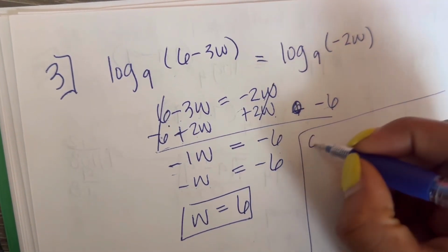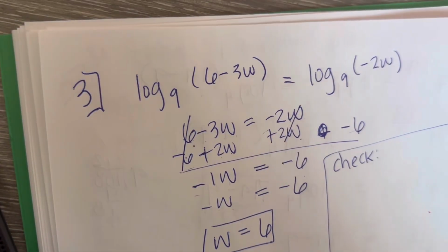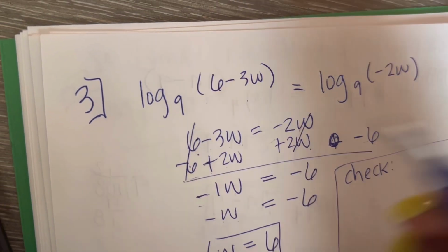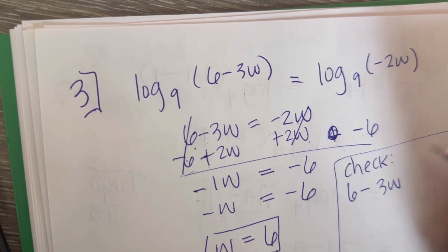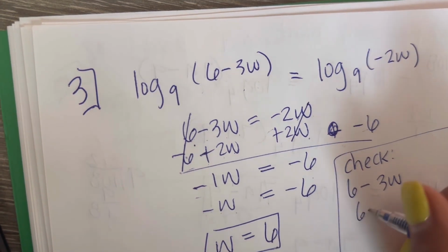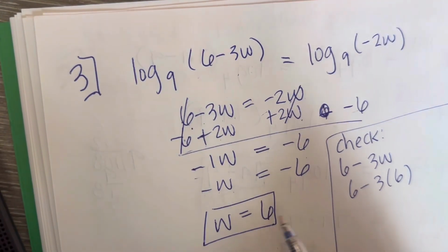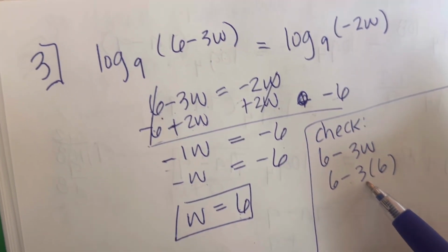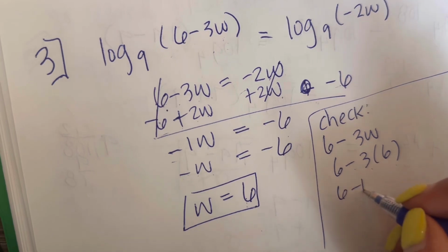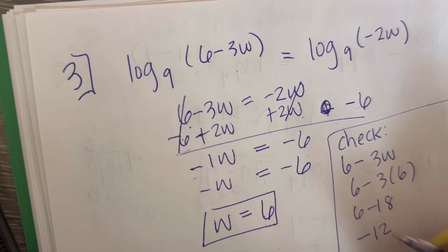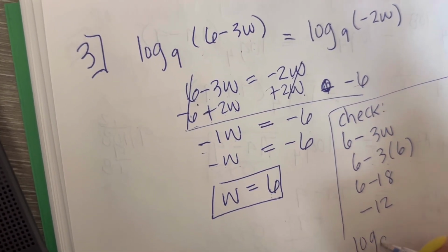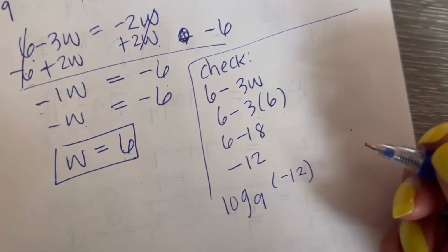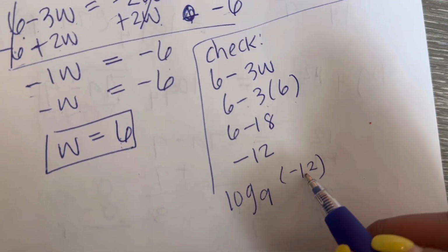So make yourself a checkbox on every question that you have and plug it back in. So take this argument, 6 minus 3w, right? 6 minus 3 times 6. So plug this 6 into this w. 6 minus 3 times 6 is negative 12. So that means you're having a log base 9 of negative 12. It's impossible to have a negative argument.